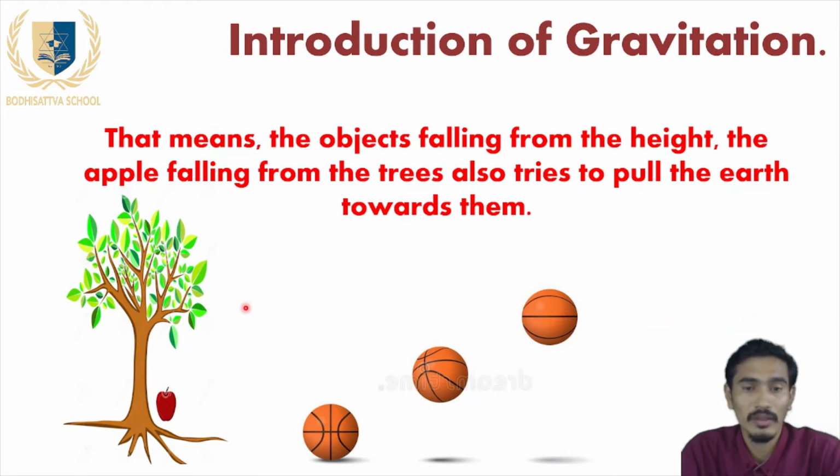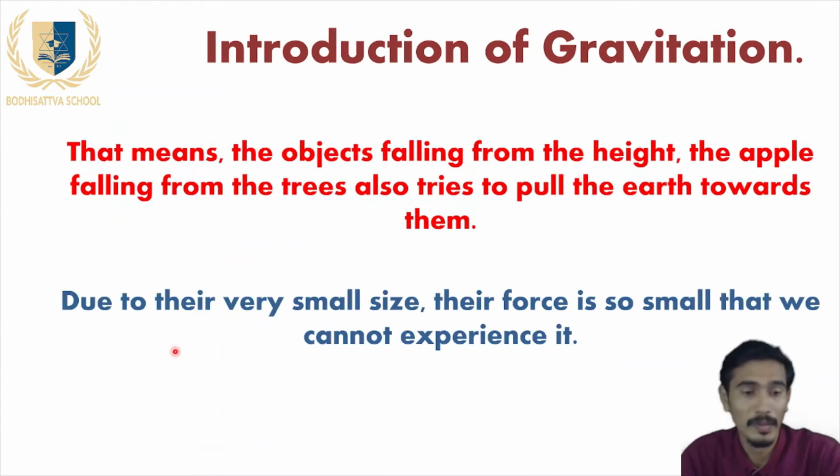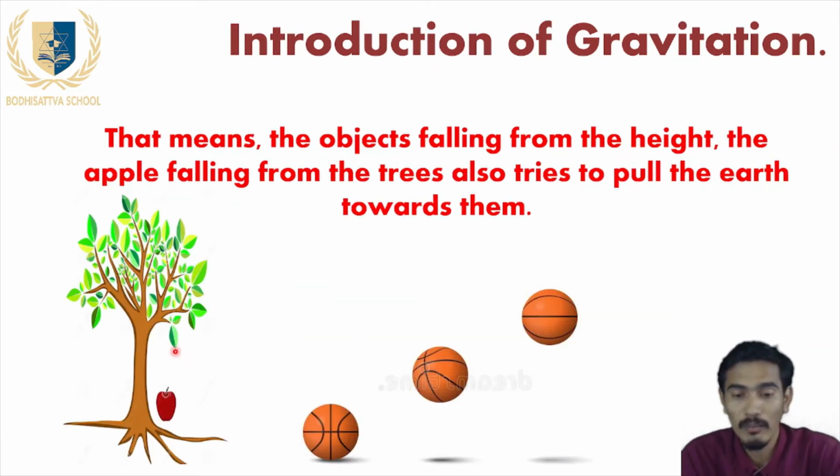That means the object which is falling from a certain height, this ball falling from a certain height, is also trying to pull the earth towards it. The fruit which is falling from the tree also tries to pull the earth towards it. But we cannot observe or experience the force of attraction by the fruit falling from the tree, or by the ball falling from a certain height.